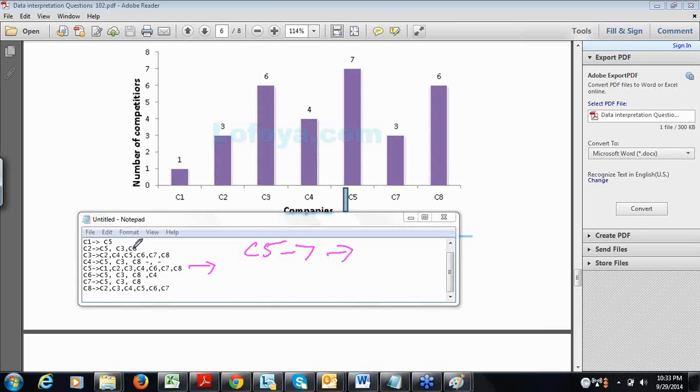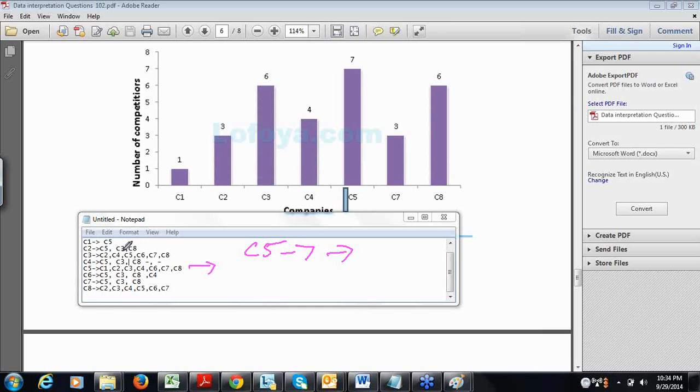Now similarly, if we see C2, it will have competitors C5, C3 and C8. C2 has 3 competitors. C5 will be a competitor of all, so other than that it can have what? C3 and C8. Why? Because C8 is a competitor in 6 regions, so it has to be a competitor of every other company. At least 6 it has to be, and it is not a competitor of C1, so obviously it has to be a competitor of C2. So C8 will be here.